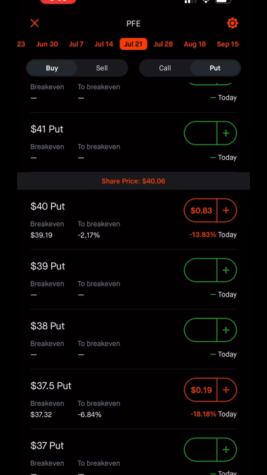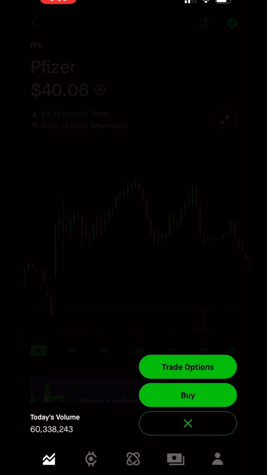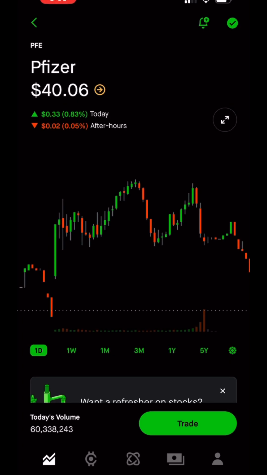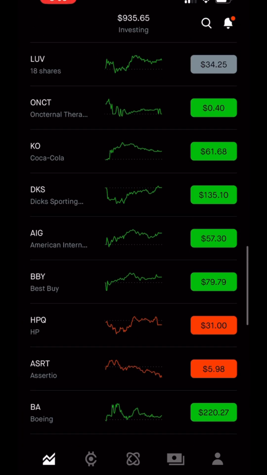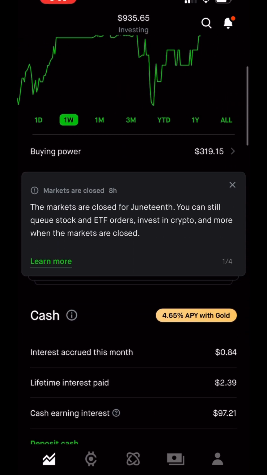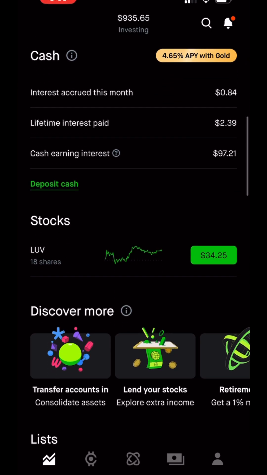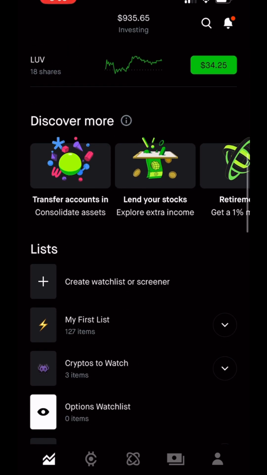It actually gets a little bit more complicated than that. I recommend to actually not trade options until you get more familiar with it. I do trade options just because I have experience trading options. But I would definitely wait on trading options and just focus on buying stocks. I think that's a little bit more simple and a better opportunity.